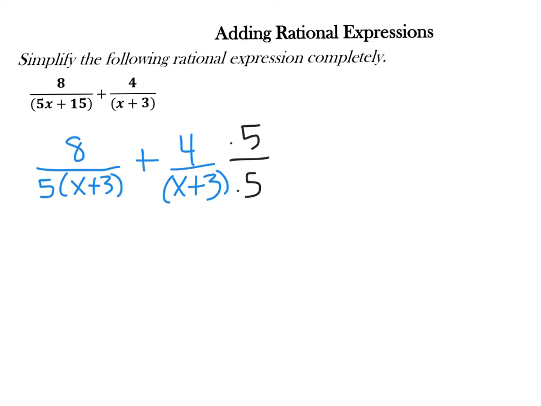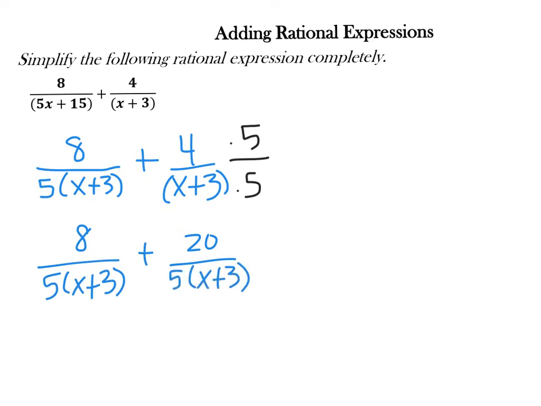Now when I do that, I have on the left the same thing, 8 over 5 times x plus 3. And on the right side I have 5 times 4 is 20 over 5 times x plus 3. Now that we have a common denominator on both fractions, I can combine the numerators. 8 plus 20 is 28. So I have 28 divided by 5 times x plus 3. Is there anything that I can cancel or divide here with the 28 and the 5? And the answer is no, there's no common terms. And that is my answer.